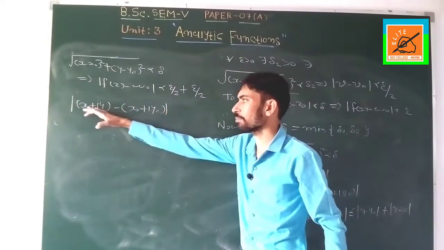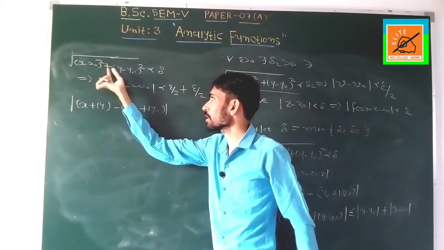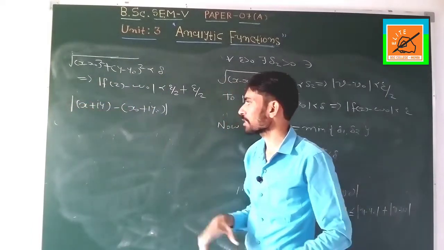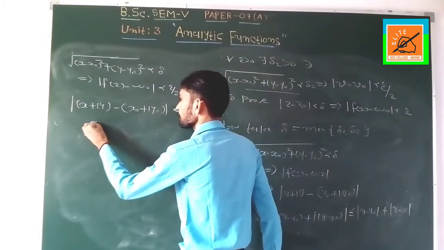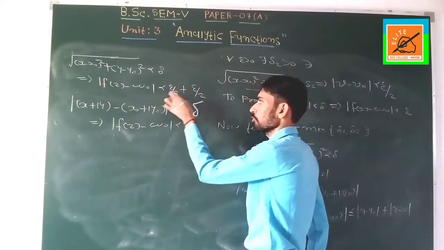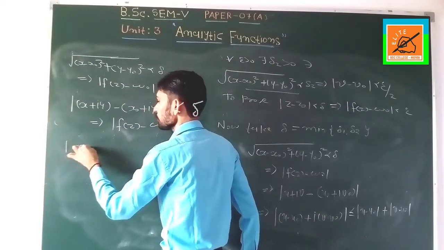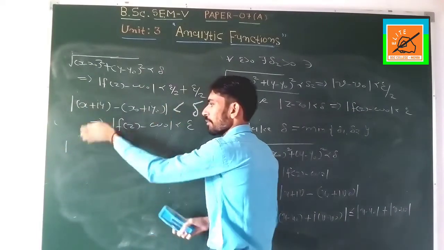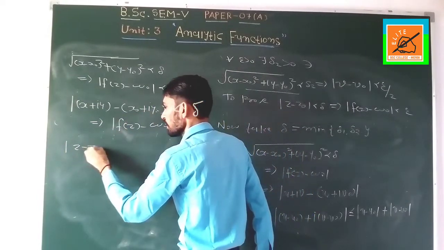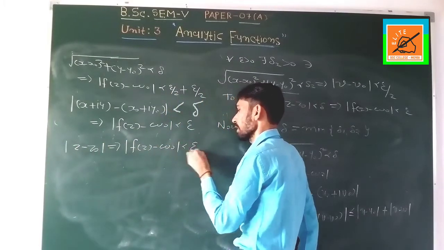Friends, the way we wrote the form from x plus iy minus x0 plus iy0, under root x minus x0 square plus y minus y0 square less than delta. Again we write mod of x plus iy minus x0 plus iy0 implies modulus of f of z minus w0 less than epsilon by 2 plus epsilon by 2 is epsilon. Now again this form we write as the mod. Now see, x plus iy can be written as z and x0 plus iy0 can be written as z0, implies modulus of f of z minus w0 less than epsilon.